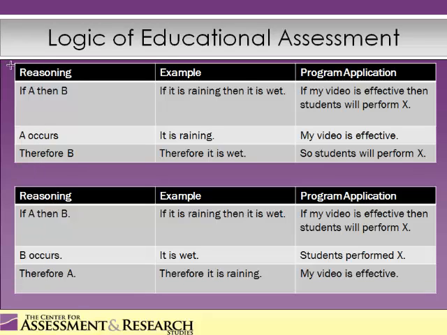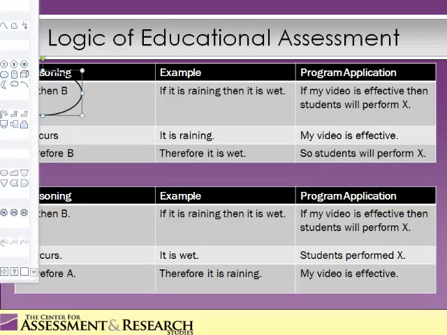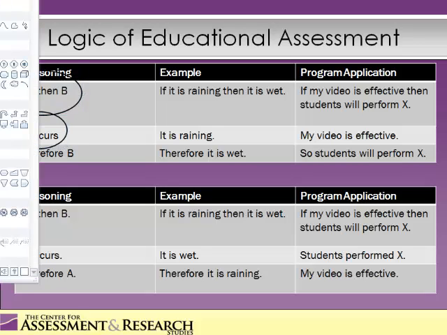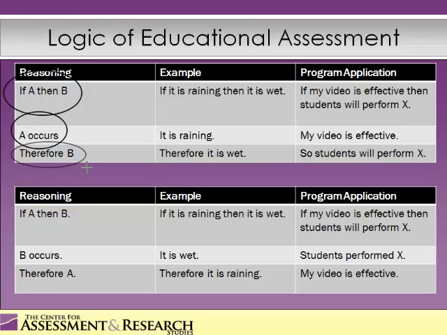We would say, well, if A, then B. A in fact occurs, and then we would conclude, therefore, B. So let us take a look at the example. I could say, if it is raining, A, then it is wet, B. A occurs, so we would say, well, it is raining, and so I could conclude that it is wet.